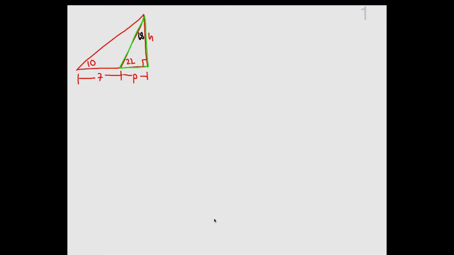Let's use the 22-degree angle. Is H adjacent, opposite, or hypotenuse? It's opposite. Is the P the adjacent or the hypotenuse? Adjacent. What function uses opposite and adjacent? Well, you get there eventually. So tangent of 22 degrees is equal to H over P or P over H? H over P. Well done.